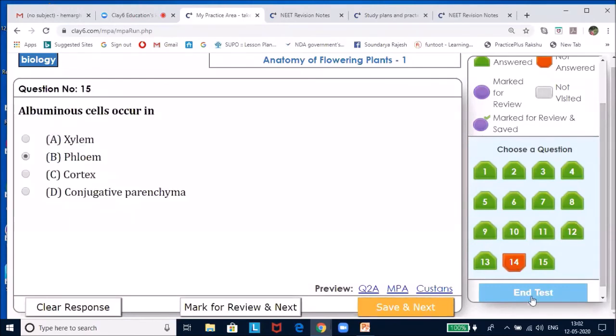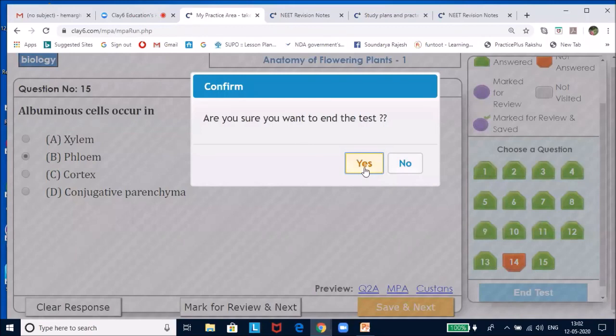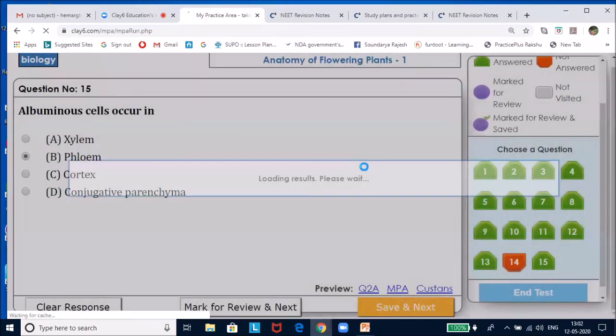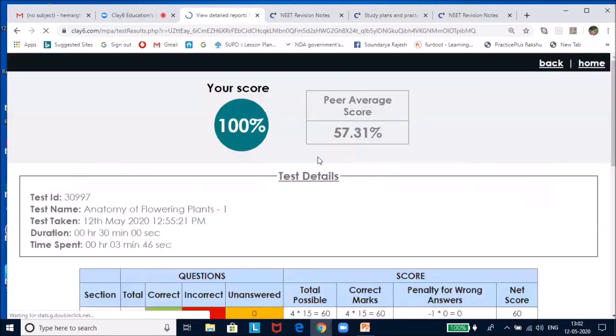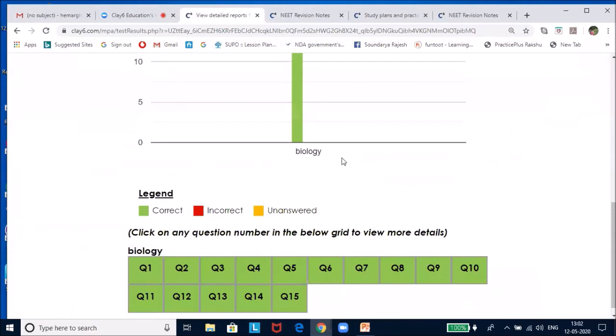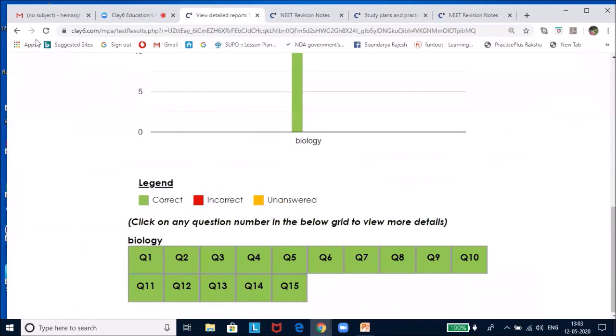Okay, let me end the test here. So here, all my answers are correct. And that is how it is going to give me an edge. Whatever I have studied, whatever I have practiced, that is helping me understand and do it.